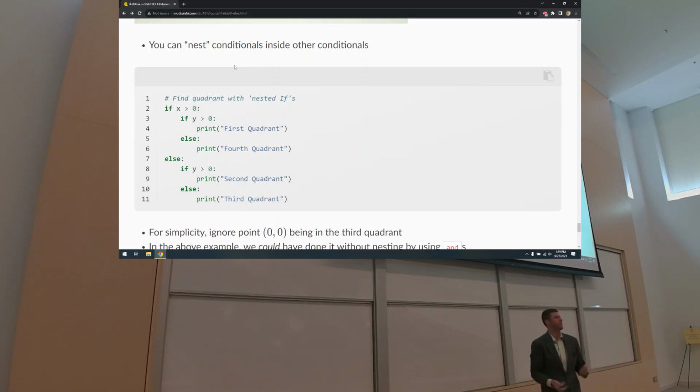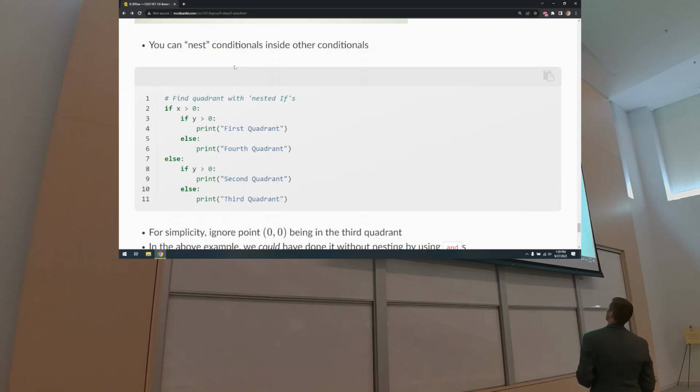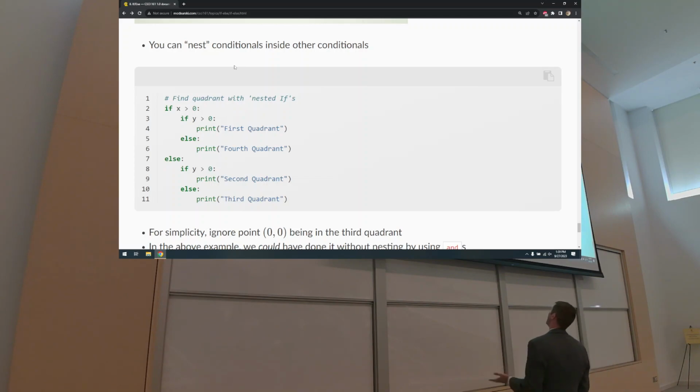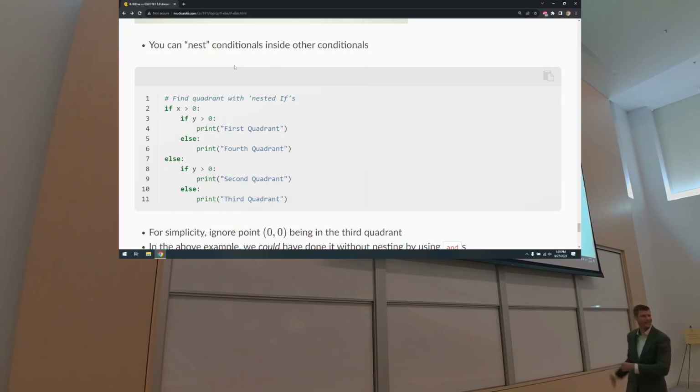So which is it? Well, it depends on what value the x's and y's are. Ignore the case of 0, 0, where it's on the origin. It checks: if x is greater than 0, and if y is greater than 0, then it's the first. If it's not, then it's the fourth, because we've already established that x is greater than 0, so it must be on the right-hand side of the Cartesian coordinates.